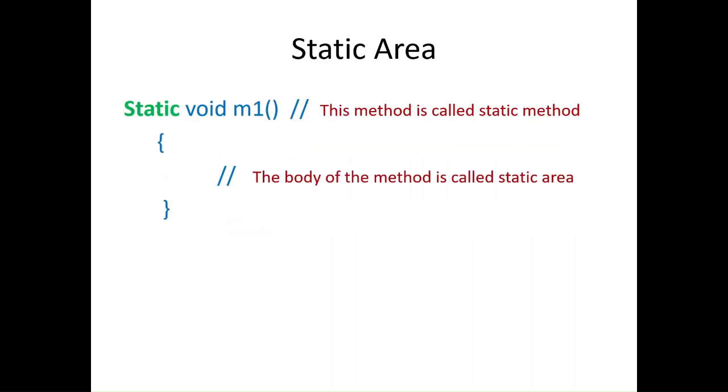Similarly, if I declare a method with the static keyword, then the method is called a static method. The body of that method is called static area. Guys, take this into consideration. Only when I declare a method with the static keyword is it a static method, and the body of that static method is static area.